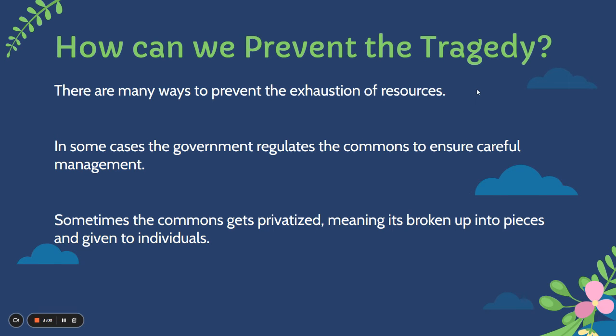So how could we prevent this tragedy? There are many ways to prevent the exhaustion of resources, and in some cases that might mean the government would regulate the commons to ensure careful management, and other times it could mean that it could get privatized, meaning it would be broken up into individual pieces, so it would only hurt individuals if they were to destroy it.